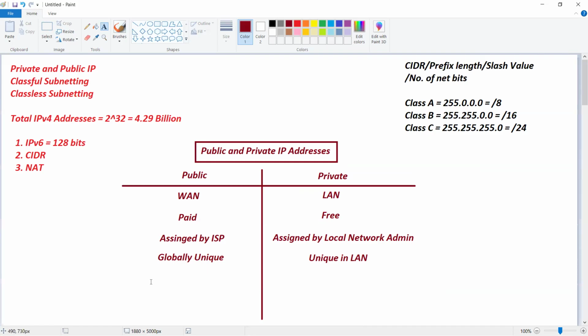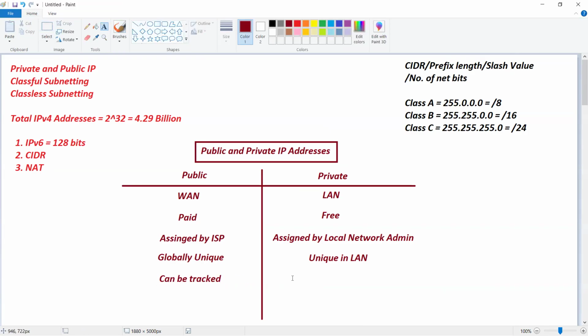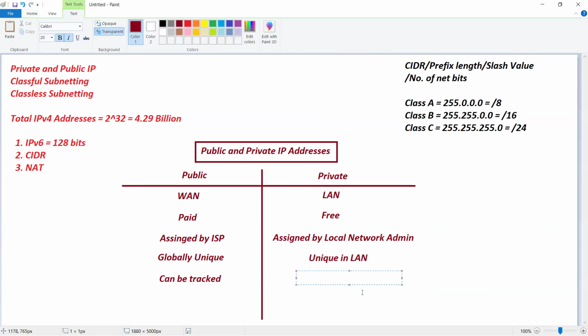Then after, we have your public IP addresses. So you can say these addresses can be tracked. Anybody can track your location. Right now we saw that anybody can track the location based on the public IP address. But with private IP addresses, since these can repeat, there is no fixed location. So these cannot be tracked.